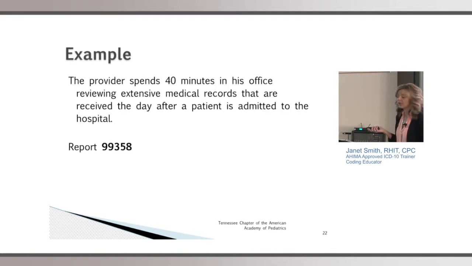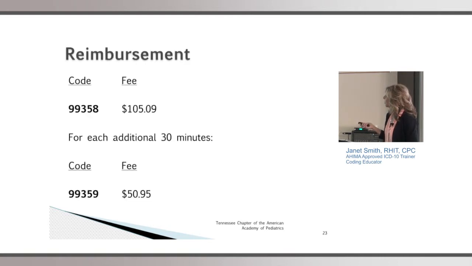So an example here would be like what we just talked about, where the provider spends 40 minutes in his office reviewing extensive medical records for a patient that was admitted to the hospital. So then you would report the 99358. Reimbursement for this code is about $105, and then when you move to each additional 30 minutes, it would add another $50. And most of our TennCare MCOs and commercial plans will reimburse for these codes.